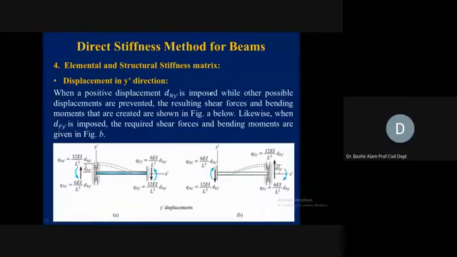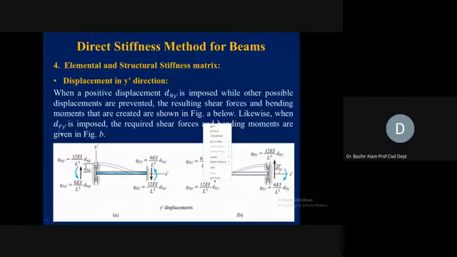So D and Y prime is imposed while other possible displacements are prevented. You see here it is not allowing rotation, it is only providing this vertical translation. At the far end, if you see, it is a fixed one, so it is not allowing a vertical translation, and it is not allowing any rotation. So other displacements are prevented except along the near end, where we are providing only the sliding. The resulting shear forces and bending moments that are created are shown in figure A below.